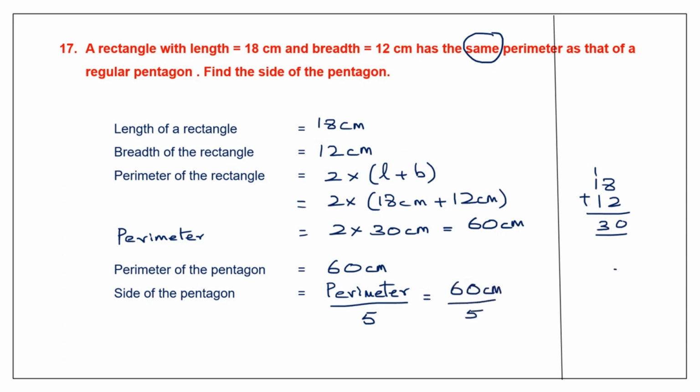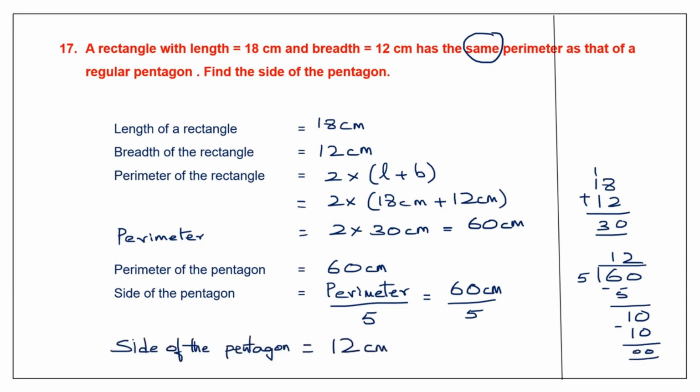So let's divide 60 by 5. 5 ones are 5 minus 10. 5 twos are 10 minus. So we've got 12. So this will be 12 centimeters. So the side of the pentagon is 12 centimeters.